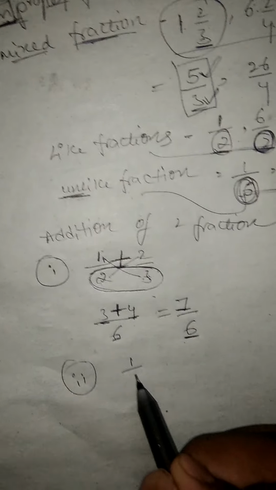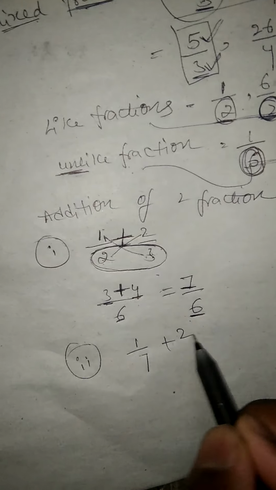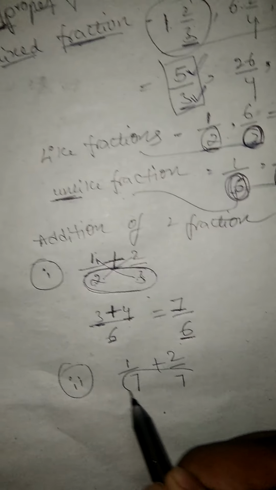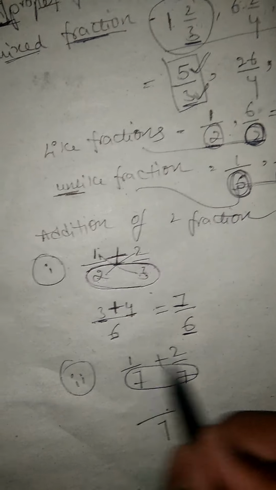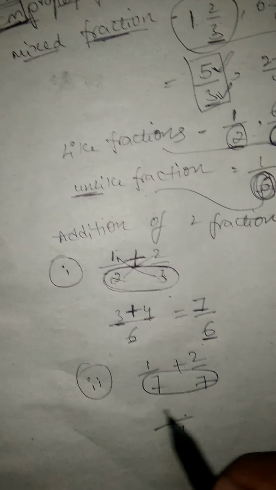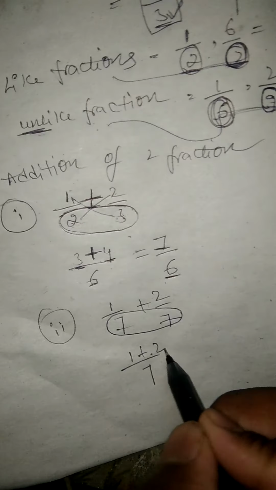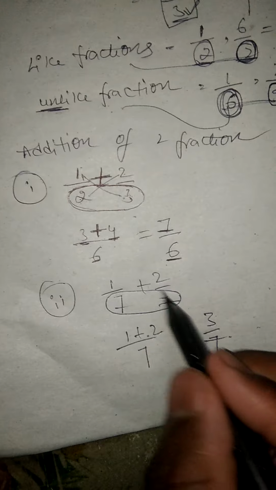When the denominators are like fractions: 1 by 7 plus 2 by 7. Here the denominators are equal, so here 2 sevens are there, we have to put one 7 and add the above terms as usual. 1 plus 2 is equal to 3 by 7. This is for when the denominators are equal.